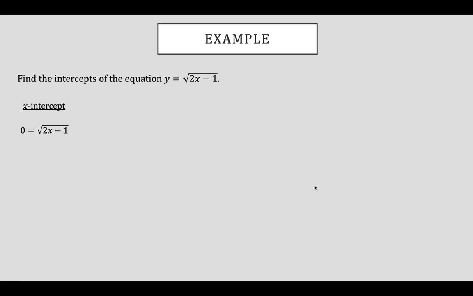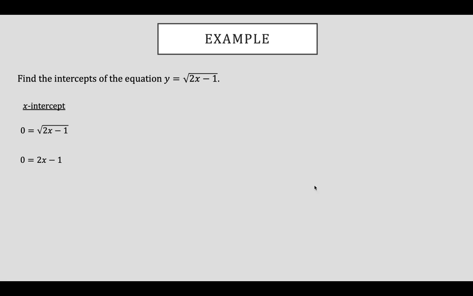Now, you might notice we have this big square root. Well, how do we undo a square root? Algebraically, we can square both sides of the equation. Squaring 0 on the left-hand side leaves us with 0 still. And squaring the right-hand side leaves us with 2x minus 1. Notice that squaring undoes that square root.